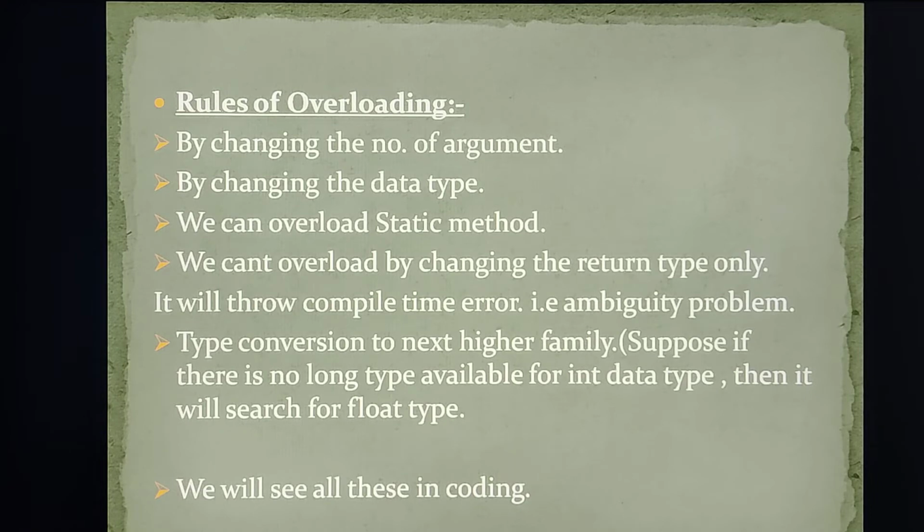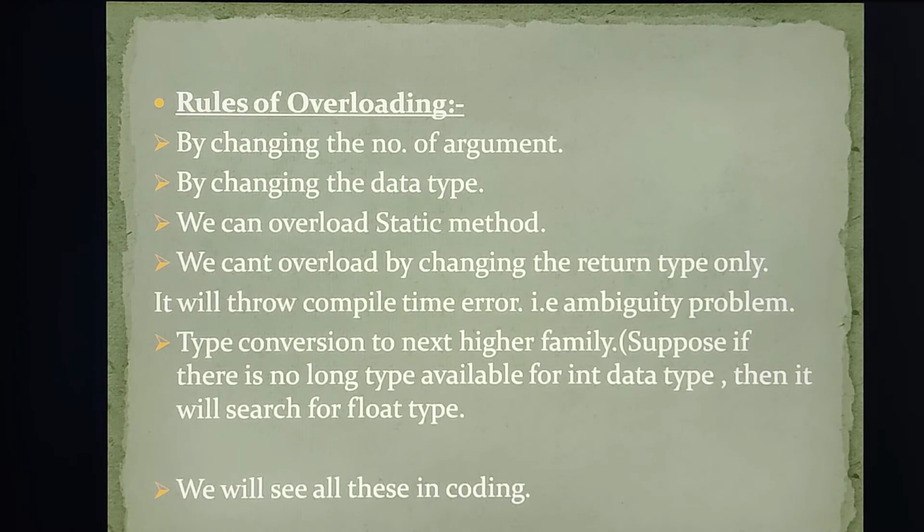Now come to the fifth point, type conversion to the next higher family. Suppose I have two methods: void fun with a char parameter, and a second method void fun with a float parameter. I created the object, Test t equal to new Test, and called the t.fun method by passing 10.